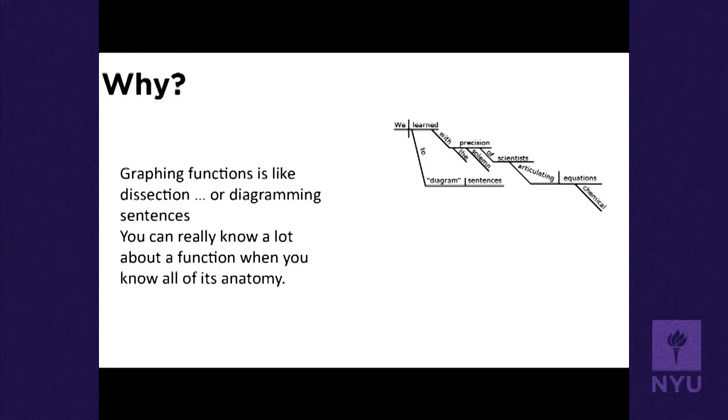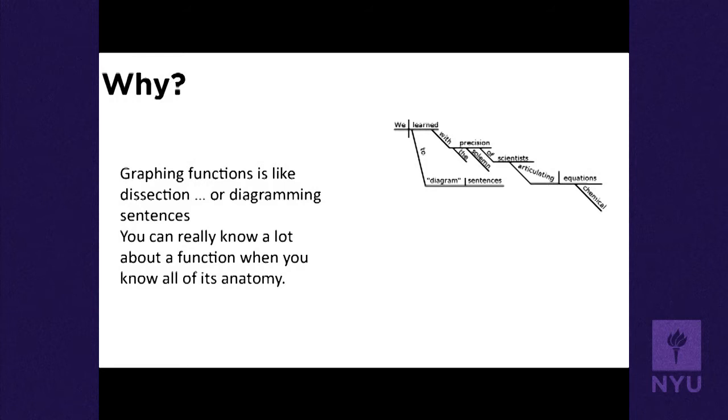So there's this poem by T.S. Eliot called The Love Song of J. Alfred Prufrock, and it begins, "Let us go then, you and I, when the evening is stretched out across the sky, like a patient etherized upon a table." And that's what we're going to do. We're going to etherize our functions and lay them out on the table.